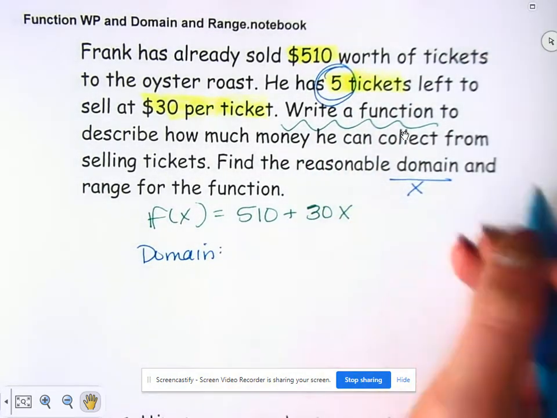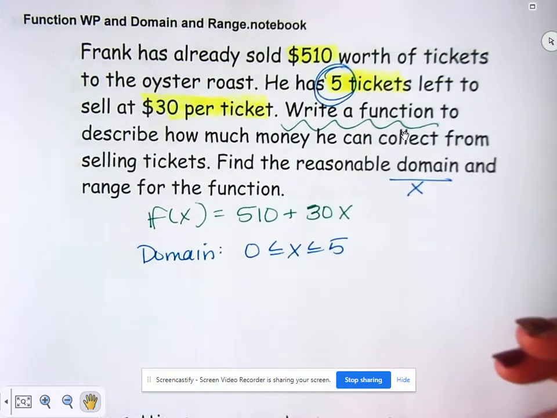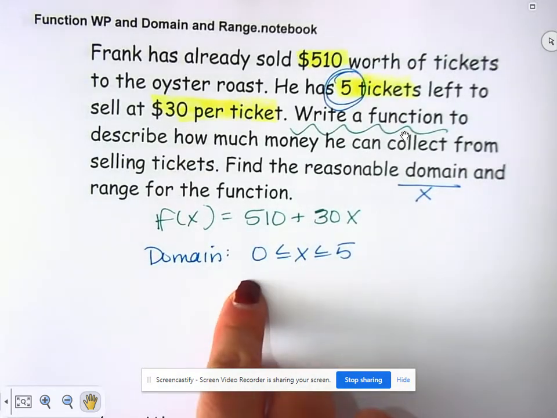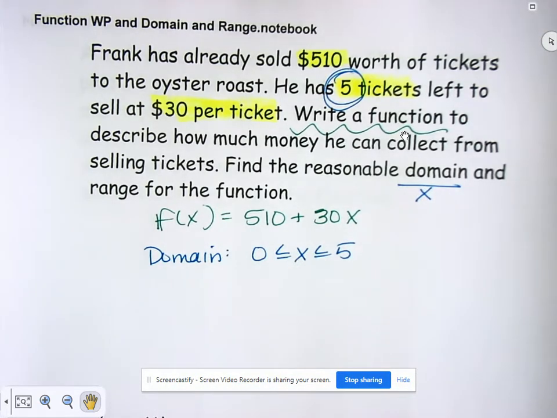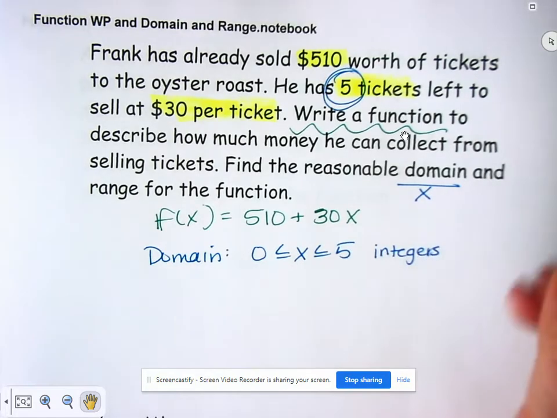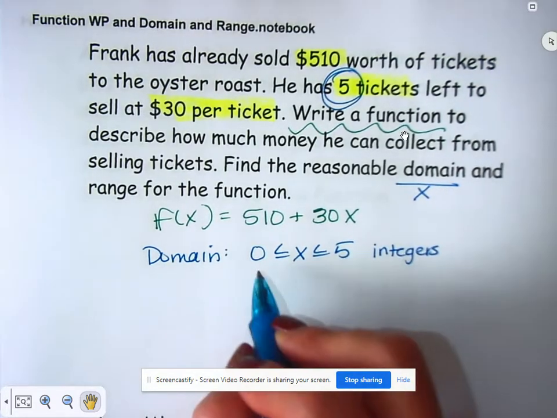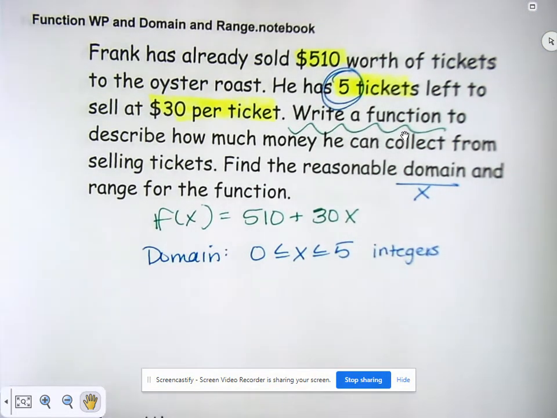So we talked, okay, we can sell from 0 up until 5, and that's how we write that. But we have to tell them what kind of numbers. If I just say x is between 0 and 5, that could be 1.2, it could be 3.75, it could be anything like that. And that's not what we have. We only have whole numbers or integers. Integers are your whole numbers. They do include negatives, but we've told it can only be between 0 and 5, so that does not include negatives.